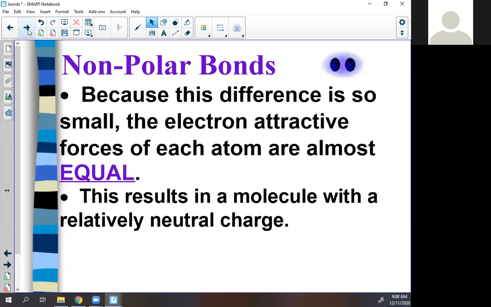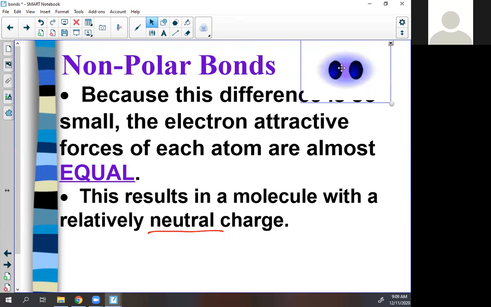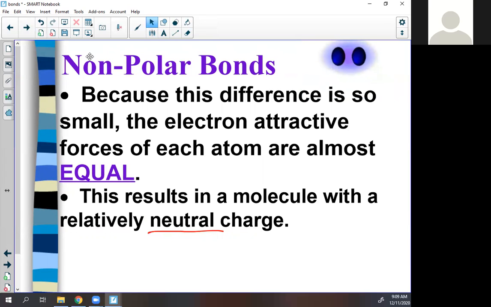All right. Because the difference is so small, the electron attractive forces of each atom are almost equal. This results in a molecule with a relatively neutral charge. And this is what makes them kind of boring. Since they don't have charges, they don't interact a ton, and we don't use them a ton in chemistry. They're just not entertaining. So a picture would look like this. They end up sharing the electron equally between them, so there's no partial positive, no negative, and they just do what they do.